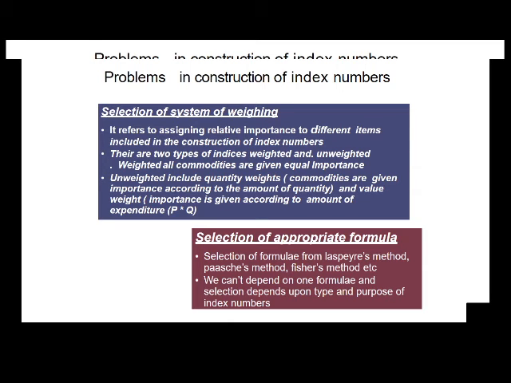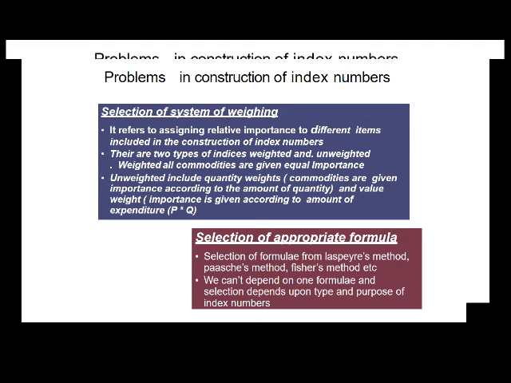It refers to assigning relative importance to the different items included in the construction of the index number. There are two types of indices, weighted and unweighted. Unweighted: all commodities are given equal importance. Weighted includes quantity weights, where commodities are given importance according to the amount of quantity, and value weights, where importance is given according to the amount of expenditure, nothing but price into quantity. P means price and Q means quantity.